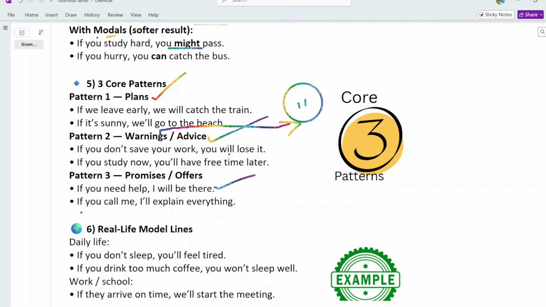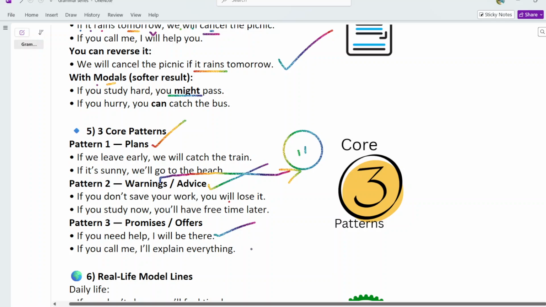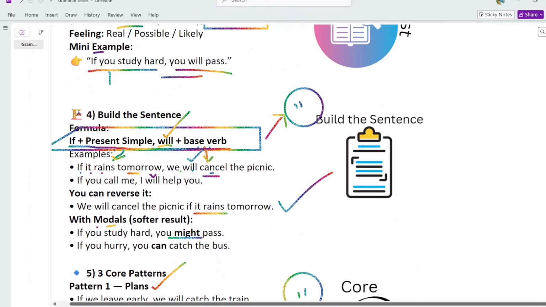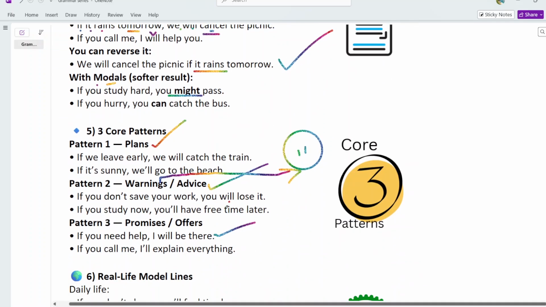Now, the next one is: if you call me, I'll explain everything. Again, promises and offers. This is also a certain pattern where we need to keep our eyes open and try to understand there is a direct relation to the formula that I just spoke about. If plus simple present, will plus base verb. Wherever you look, you will just find the base verb only.